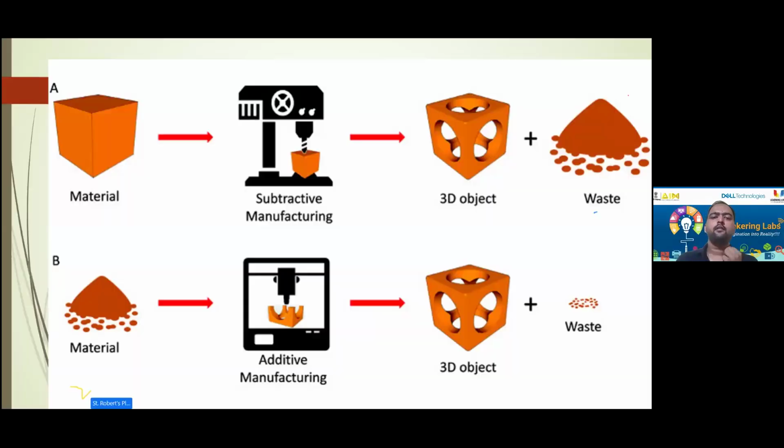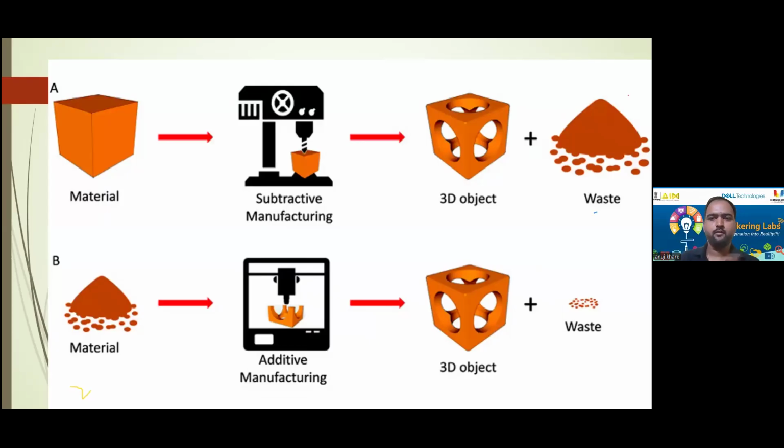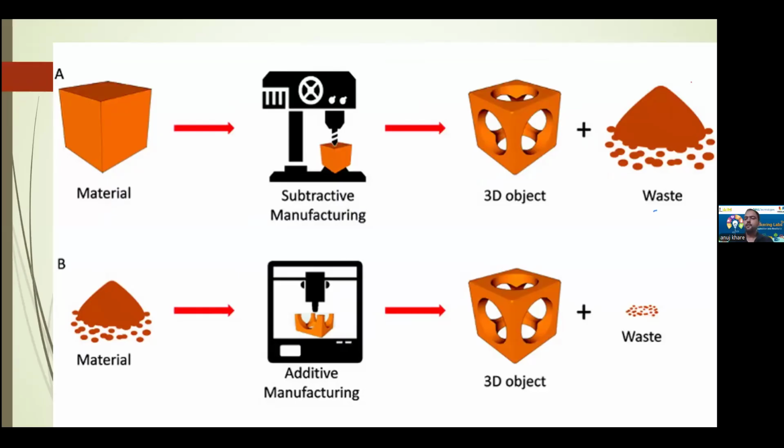And then create our object. So they're both techniques we use in our normal days, but the difference is that in subtractive manufacturing there is a lot of waste material, you can see, but in additive manufacturing, in comparison, there is less waste. So this is the difference between both manufacturing types.